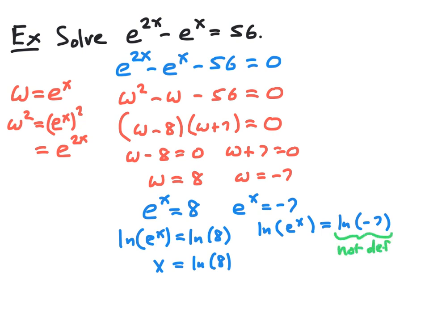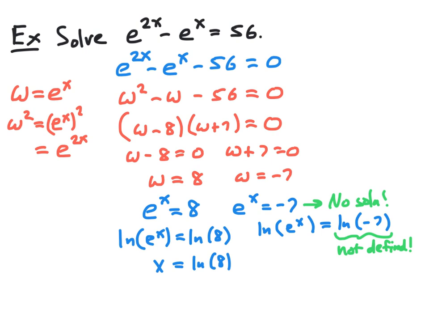Recall that logarithms are only defined for positive values. And so here we have the natural log of a negative, which is an undefined number. So e to the x equals negative 7 has no solution. This actually we could have realized without taking the logarithm, as e to the x is always going to be a positive number. And so a positive number will never equal negative 7 for any value of x. And so we could actually have seen right away that there's no solution to this particular equation.